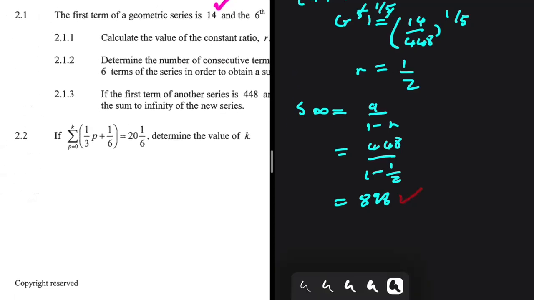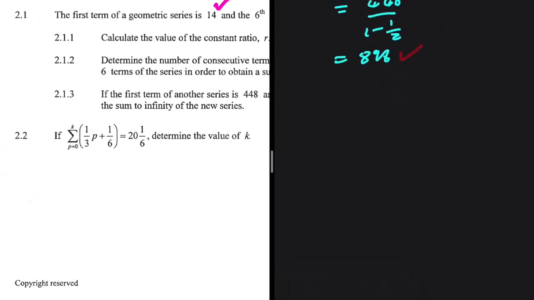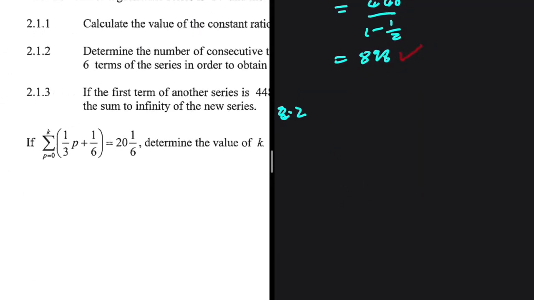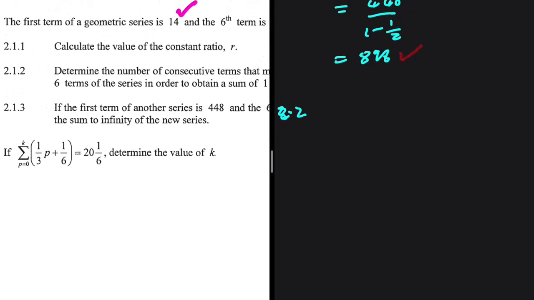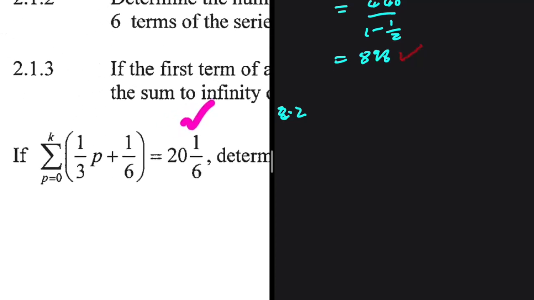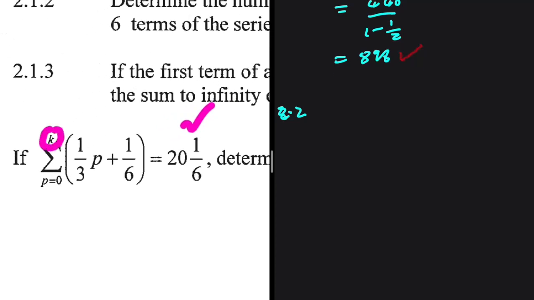2.2, let's take a look at 2.2 and see what is happening there. So in 2.2, we're given some sigma notation and the sum, right? We're supposed to determine the value of k. Let's make sense of k. K plus 1 is the number of terms we have in our series. Meaning that if we can find the number of terms we have in our series, then k will just be the number of terms minus 1.